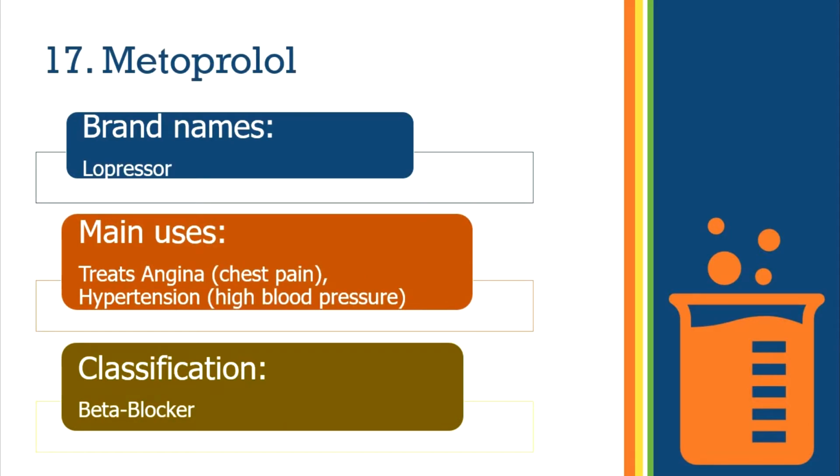Metoprolol, brand name is Lopressor. It is used to treat chest pain and high blood pressure, and it is again a beta blocker.